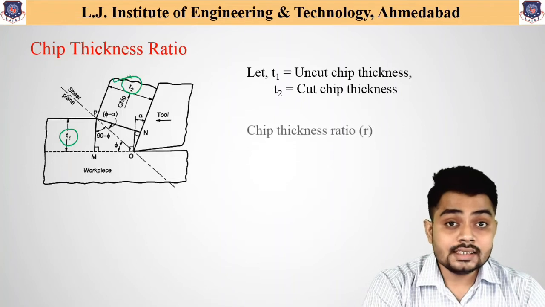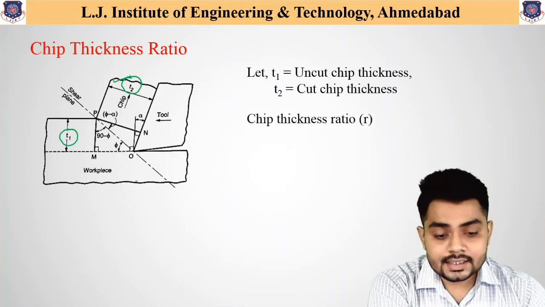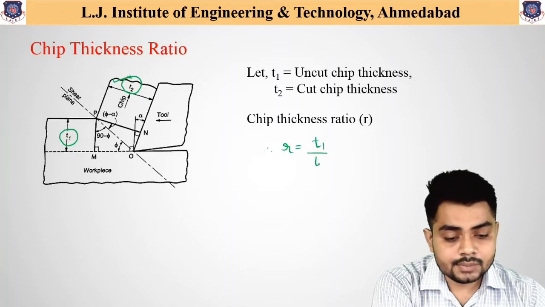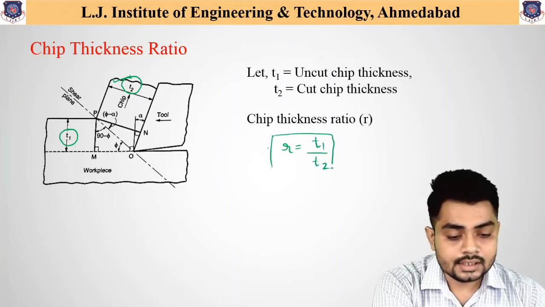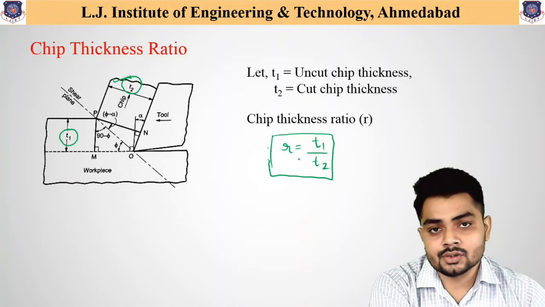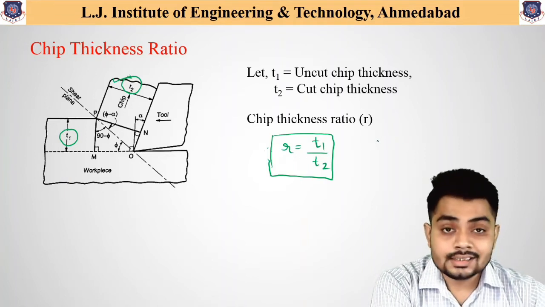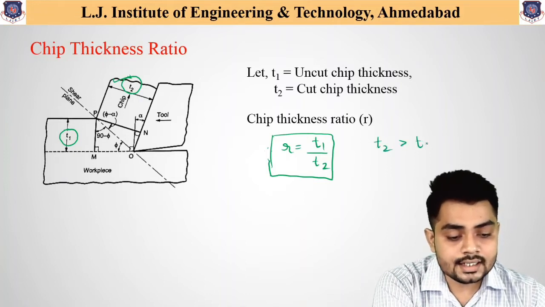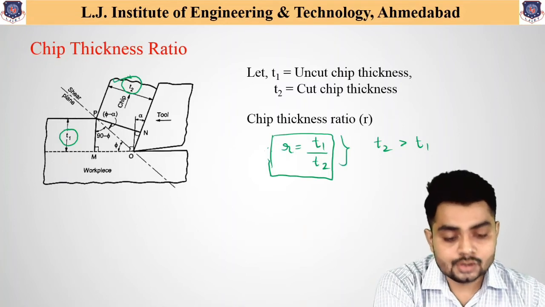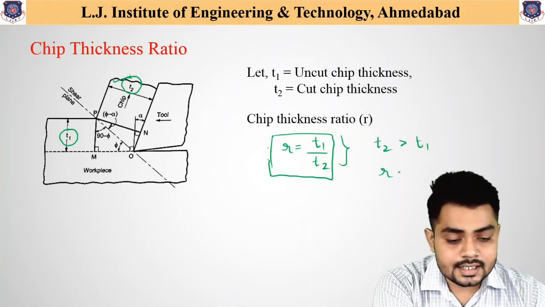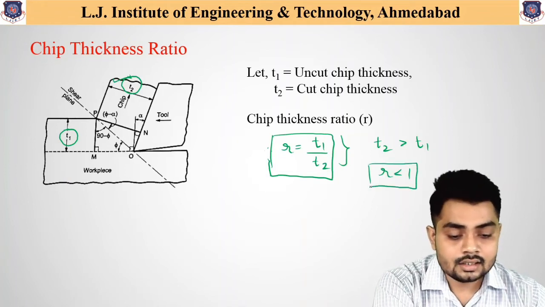Now what is the chip thickness ratio? The chip thickness ratio, indicated as R, is the ratio of uncut chip thickness to cut chip thickness, R equals T1 by T2. This is the basic equation for chip thickness ratio. As we know, T2 is obtained after elongation, which means T2 is always greater than T1. Since T2 is in the denominator, we can say that the chip thickness ratio R is always less than 1.